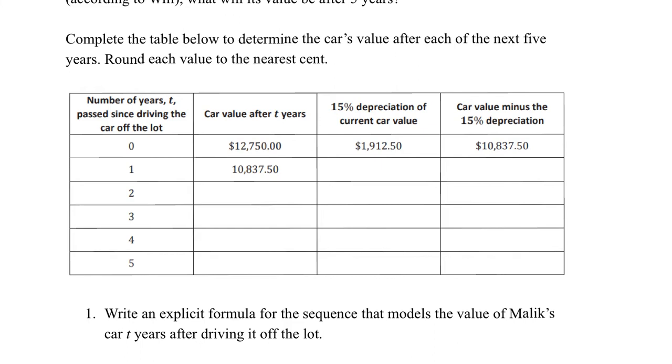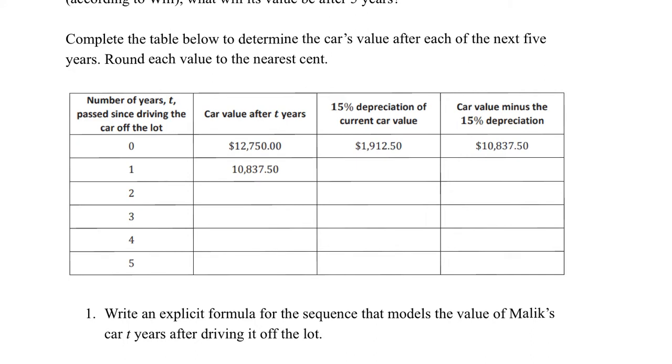So as soon as he drove the car off the lot, it automatically dropped by 15%. So now it's down to $12,750, which was a 15% depreciation. And then, so there's 15% of the value. And then here is the value of the car minus this. So watch what happens here. So what I'm going to do is now I'm going to take this number right here, $10,837.50. That's the new value of the car after year one.